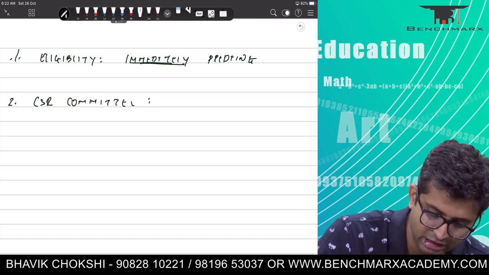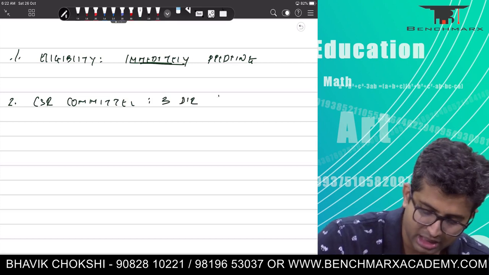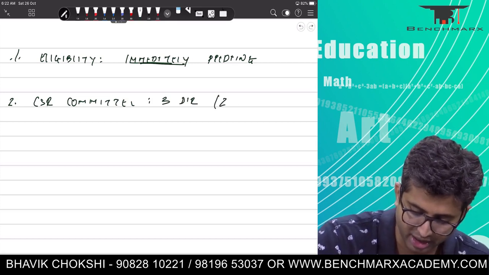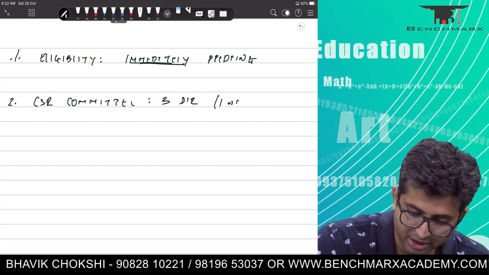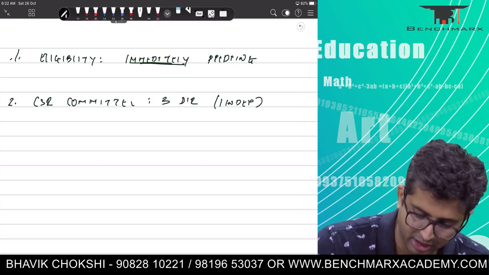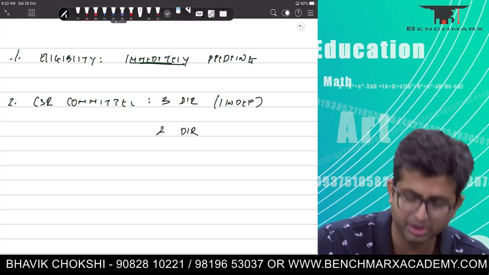comprise at least 3 directors, out of which at least 1 has to be independent. What if the company does not have any independent director? Then you will comprise your CSR committee of only 2 directors.